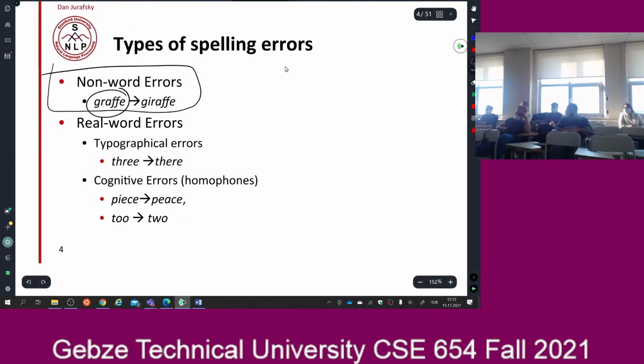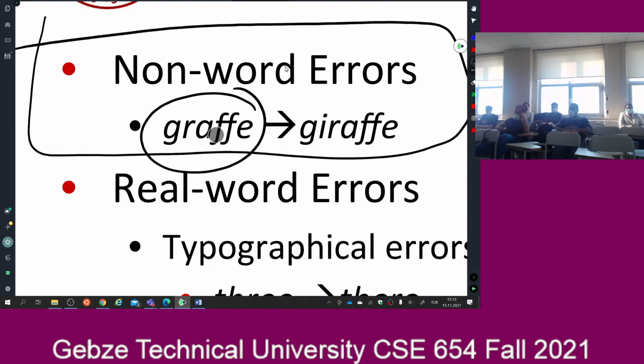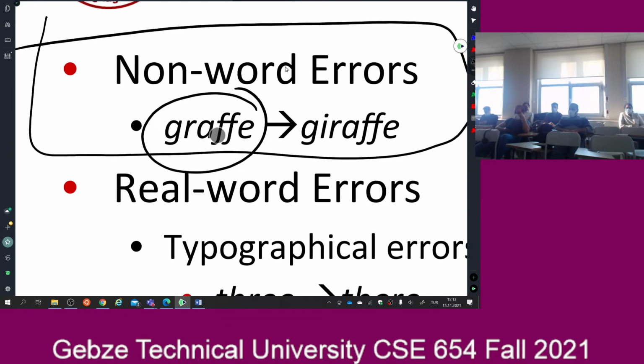Here we don't mind the frequencies. Well, this is the most simple way. If you know edit distance, what would you do? You look this up in your dictionary, it is not there, and you find the closest words in your dictionary and offer them. So this is the first thing that comes to mind.